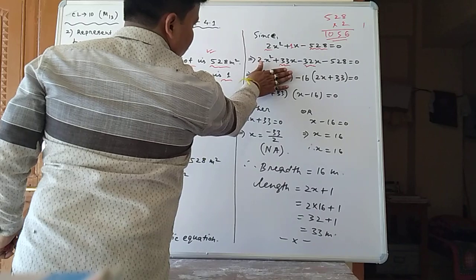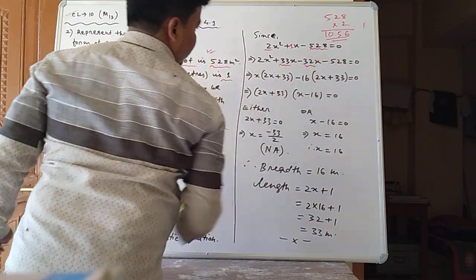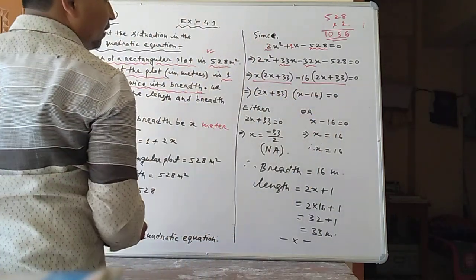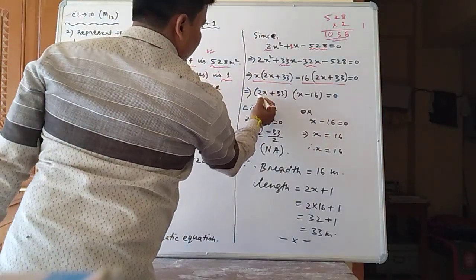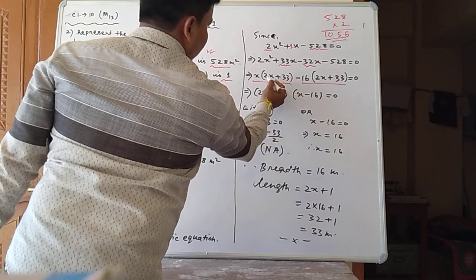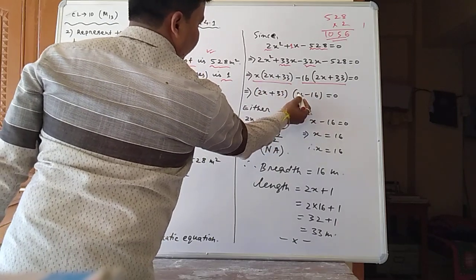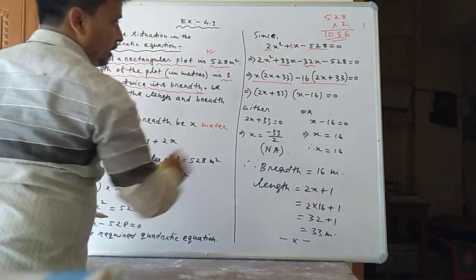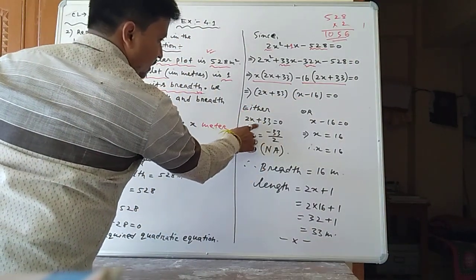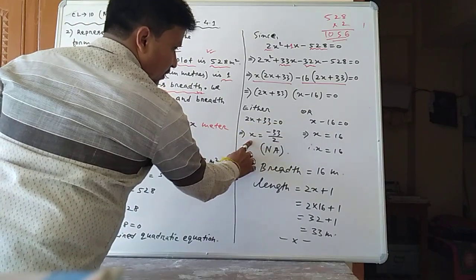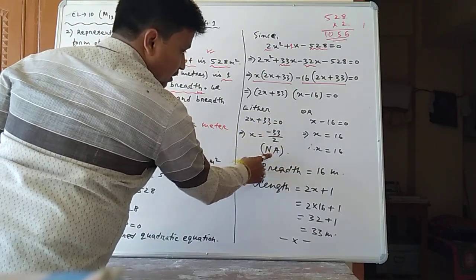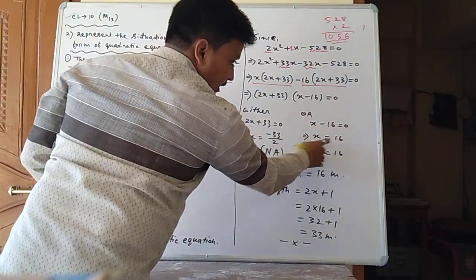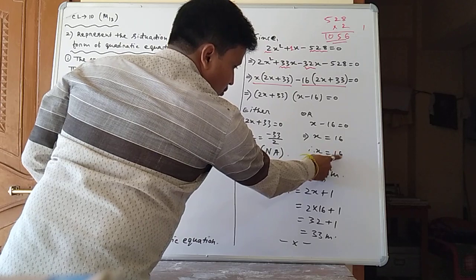So now think this is the first term and this is the second term. From these two terms we have taken common 2x plus 33, leaving x minus 16 equal to 0. So now we are getting two factors: twice x plus 33 equal to 0, then x value is minus 33 by 2, which is not acceptable. Then x minus 16 equal to 0, x equal to 16, it is a positive value, so this one is acceptable.